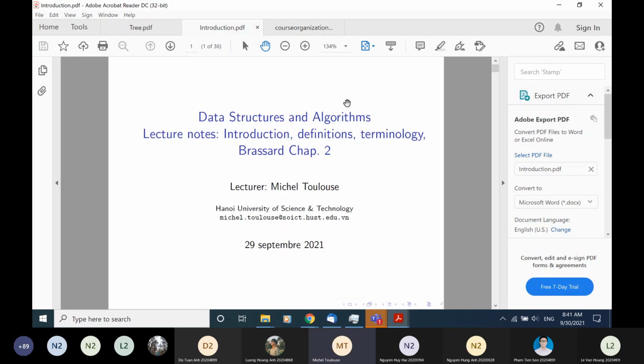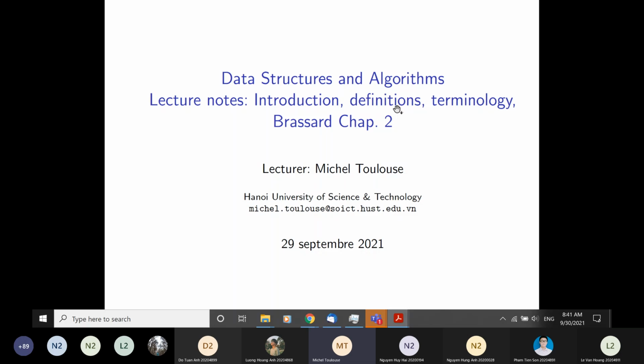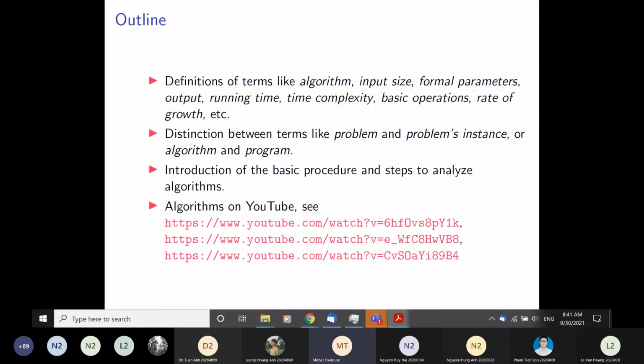So these are general statements, at least for the first few slides. But after that, what I'm going to talk about is how we can measure the running time of algorithms. So today we only talk about how to measure the running time of algorithms, at least what we consider to be the running time of an algorithm in this class. So I will define what is an algorithm, what is the input size of algorithms, what is the running time, basic operation, and time complexity. So we need to differentiate between problem and problem instance, between algorithm and program.